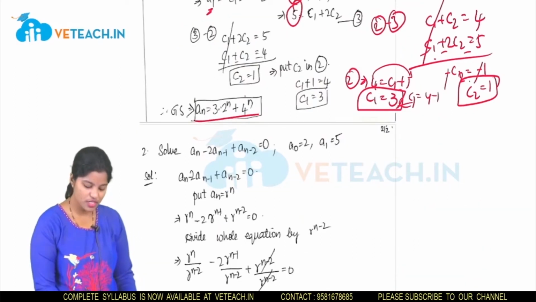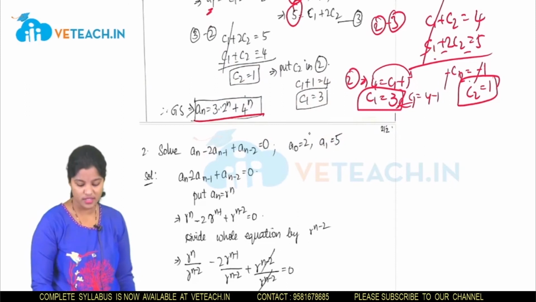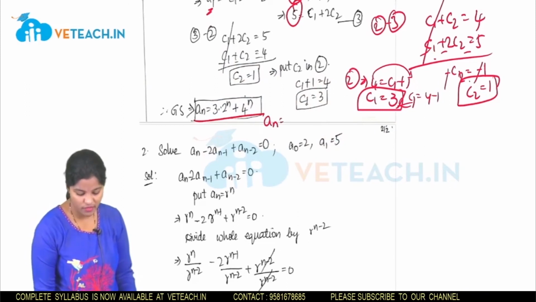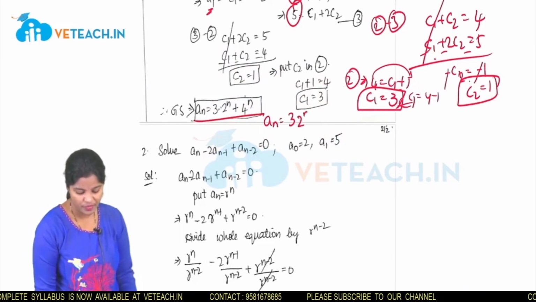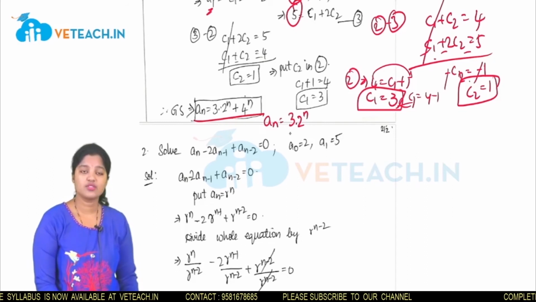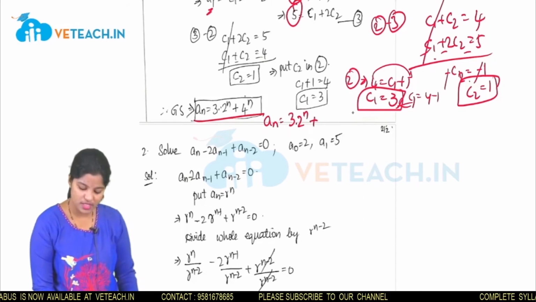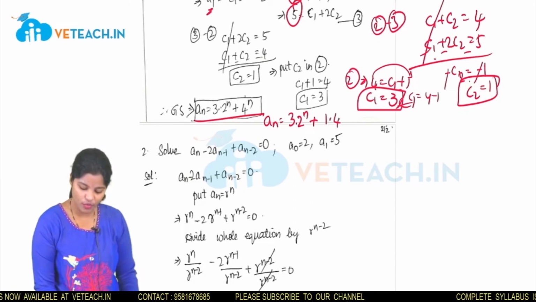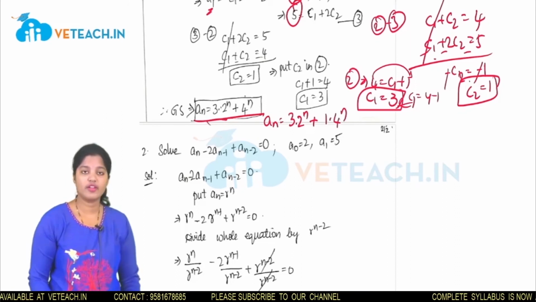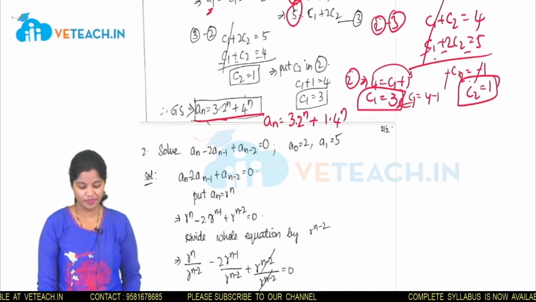Now substitute those C1, C2 values in AN. So AN is equal to C1 into 2 power n plus C2 into 4 power n. So 3 into 2 power n plus C2, that is 1 into 4 power n. So 3 into 2 power n plus 4 power n is our answer.